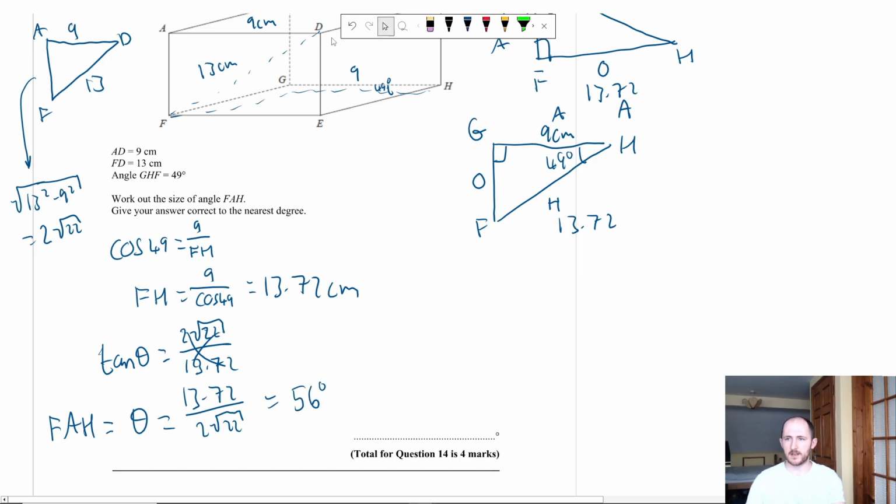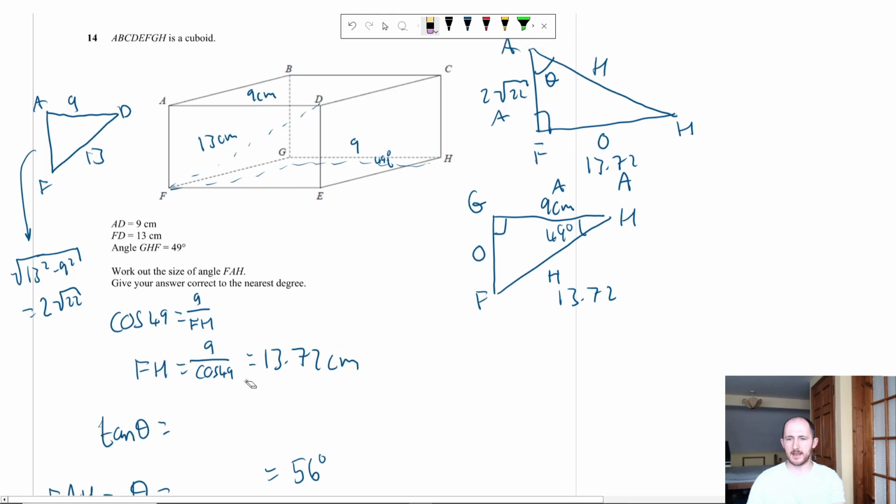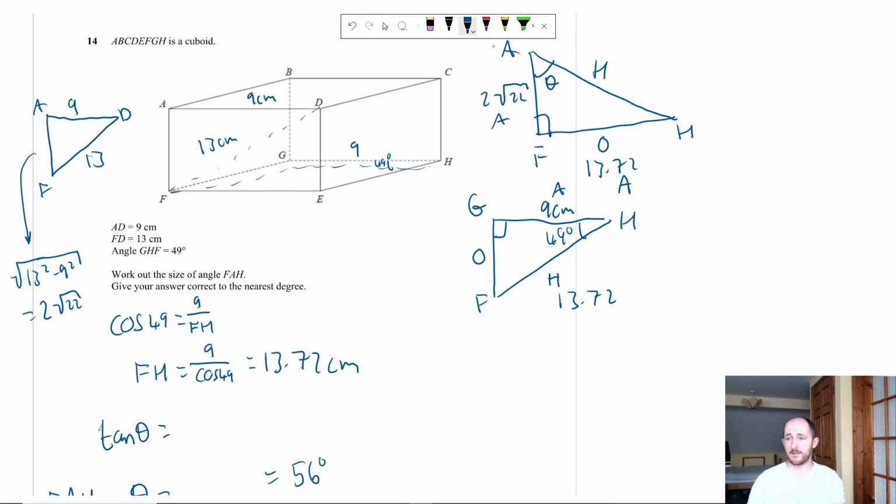Essentially, if I just quickly edit this to make it a bit more clear, the mistake I made is I read FAH, but for some reason I put FHA instead. That's where our actual angle is. So we're going to be doing 13.72 divided by 2 root 22, like that. Okay? Perfectamundo.